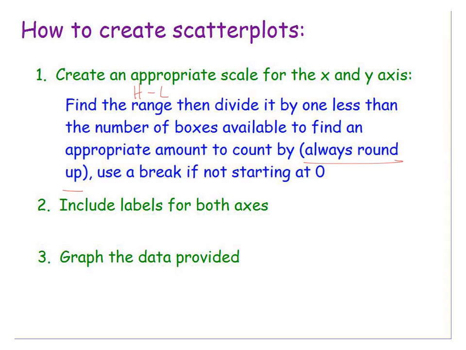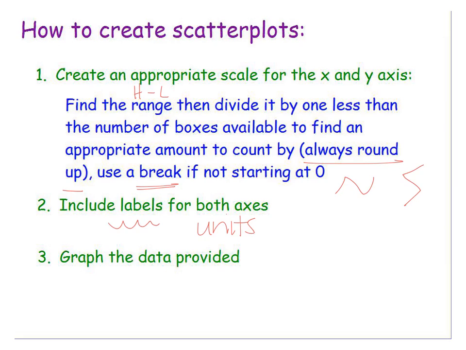But make sure you use a break. And if you don't remember what that is, it looks like this. It's just that little lightning bolt zigzag thing. If you're doing it on the x-axis, that's the direction you go. If you're using it on the y-axis, that's the direction that you go. It just tells the reader that you're not starting at 0. Once you've figured out what to count by and you've made your scale, make sure you include labels. And remember, labels also include units. So don't just write height, and then inches next to it so that people know it's in inches. And then graph your data.